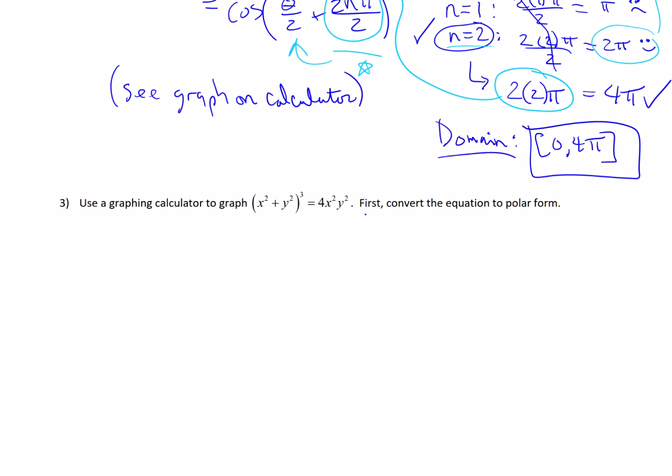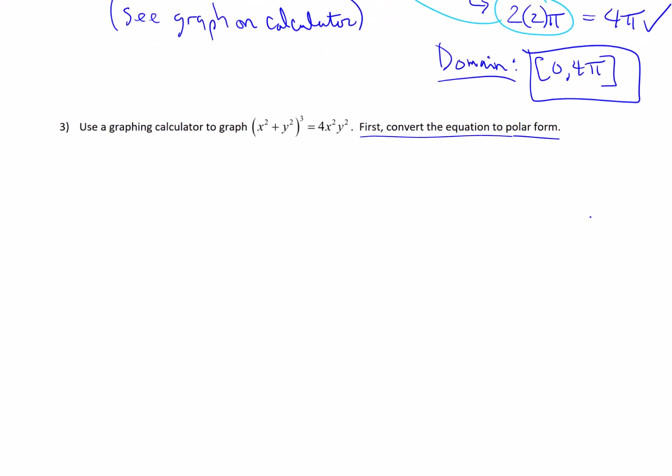All right, now it says first convert the equation to polar form. Well, we've been doing that in recent problems and topics, so I think we'll be able to do that just fine. Again, recalling our equations to do so. And then we'll even talk a little bit about the domain and what might make sense for this one.